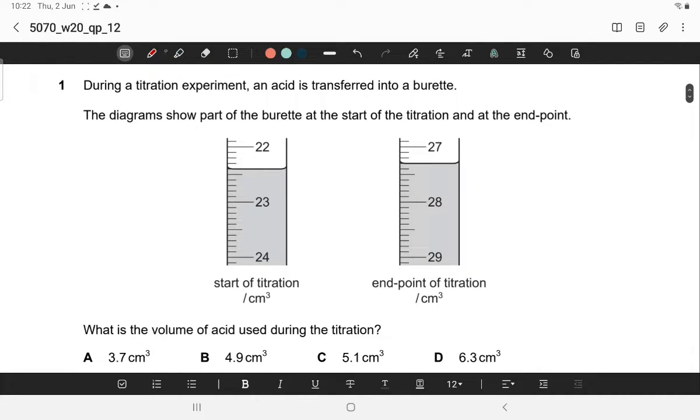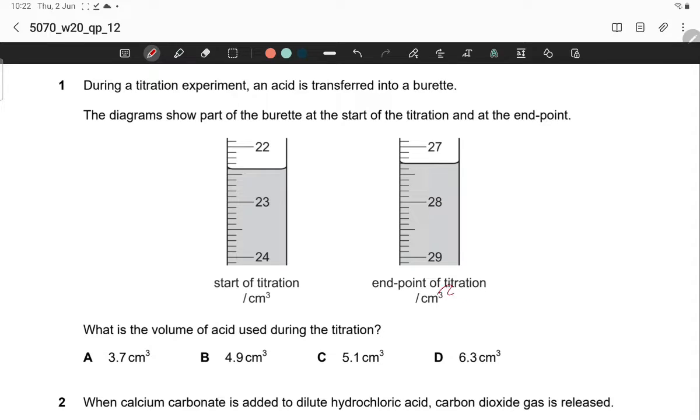So this is the final reading. End point is 27.3, while the initial point is 22.4. So this is equal to 4.9 centimeter cube. So B option is correct.